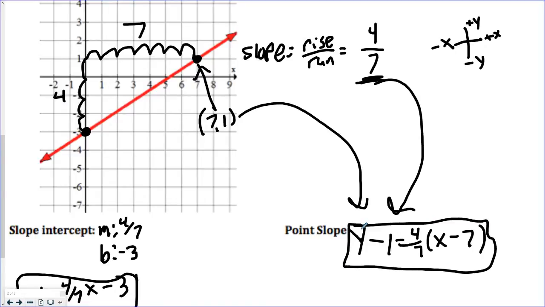So again, from a graph, it really doesn't take much work at all to get the equations. You just have to know what to look for. For the slope-intercept, you're looking for the intercept and the slope, obviously. For the point slope, you're looking for the slope, again, obviously. And you need a point on the graph. Again, it doesn't matter which point you pick.